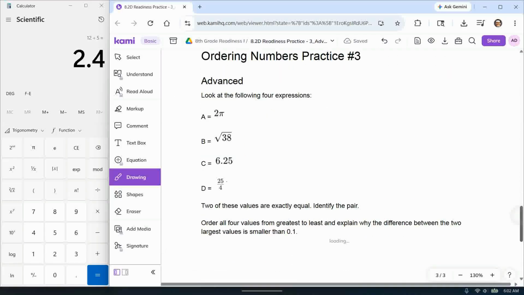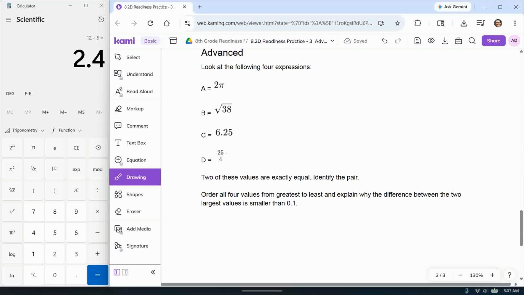Now for our third problem, we've got some expressions here. And interesting, two of them are exactly the same. And then we need to order them from greatest to least and explain why the difference between the two largest values is smaller than 1/10. Well, let's get some values. And since they've got them listed here, let's go ahead and just put our equivalencies off to the right here.